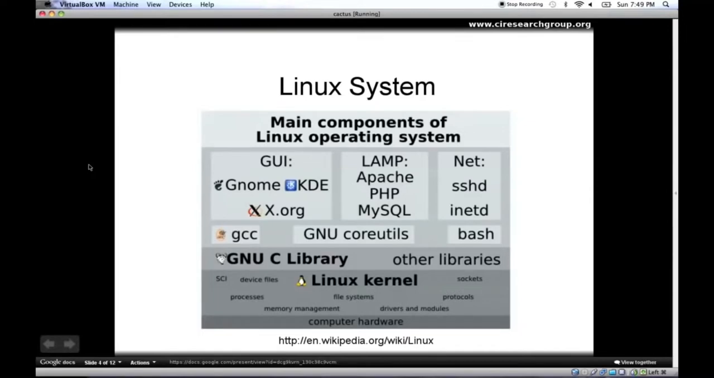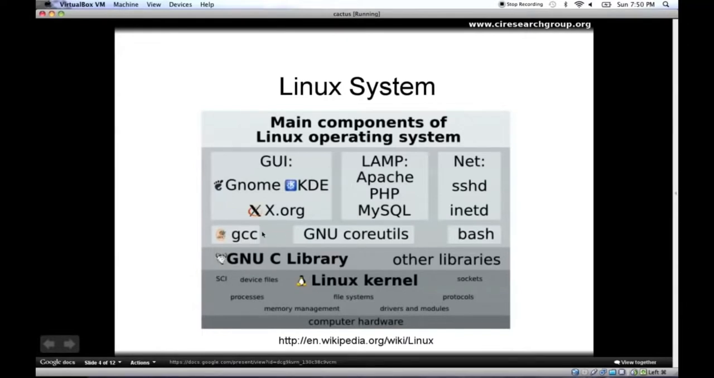Here is an example of some of the main components of a Linux operating system. At the lowest layer, we have the computer hardware. And on top of that hardware, we have the Linux kernel. The Linux kernel contains a number of built-in subsystems that enable access to the computer hardware. These include drivers, memory management, process management, file systems, networking, including sockets and protocols, and other utilities that the kernel provides. On top of the kernel, we have the GNU C library, upon which most other libraries are based, since C is typically the lowest level system language to which all other software is eventually compiled.